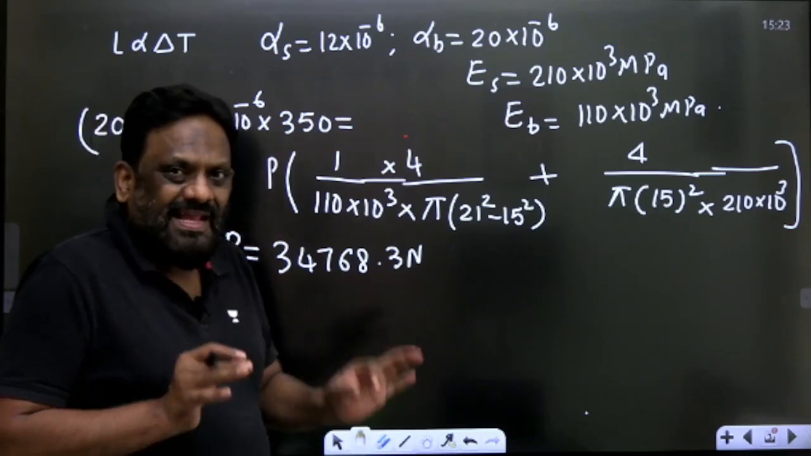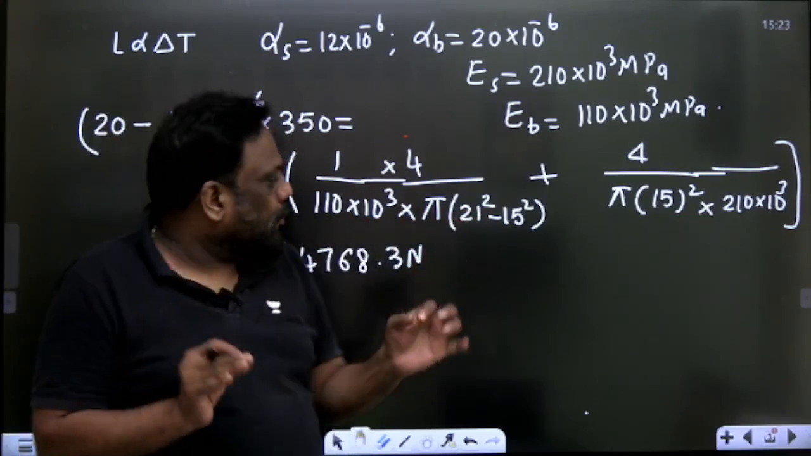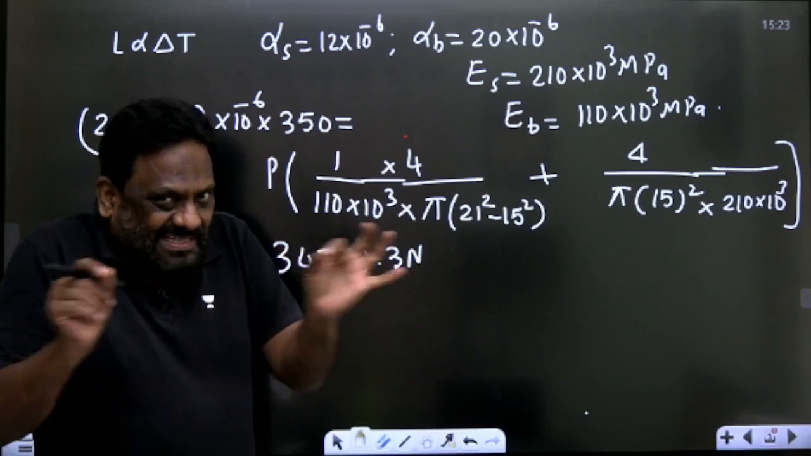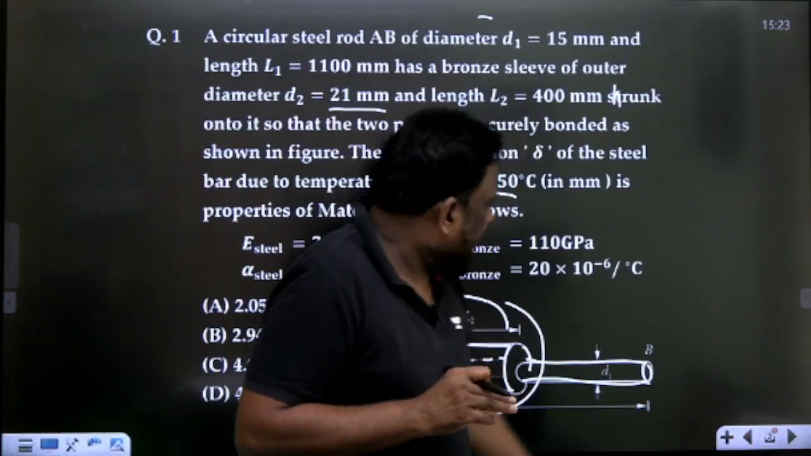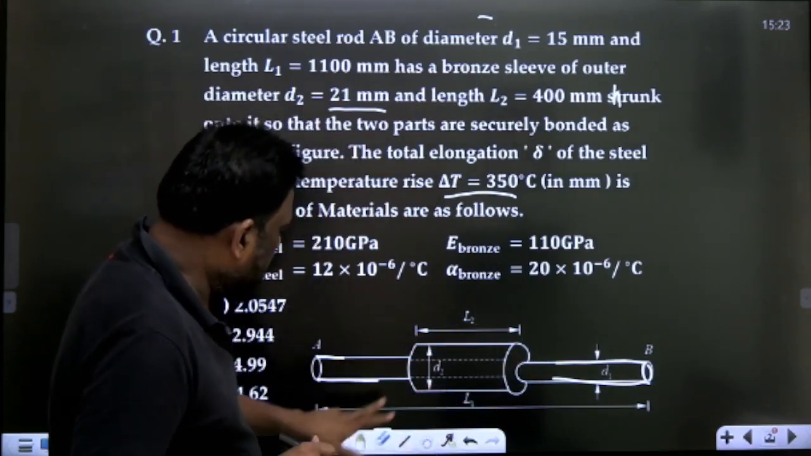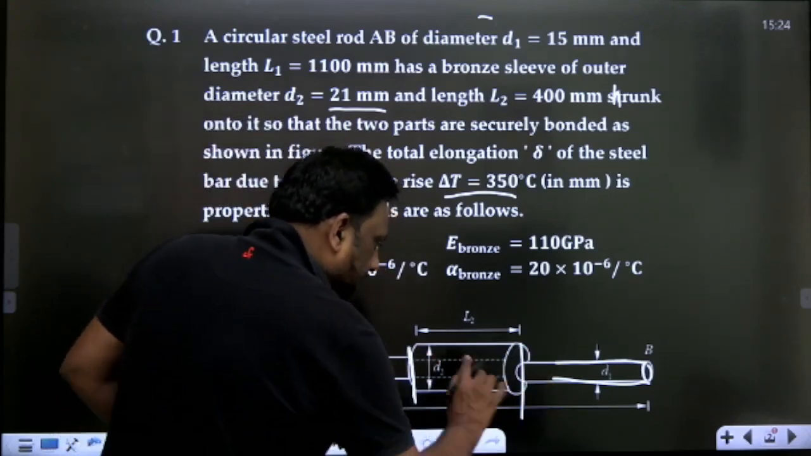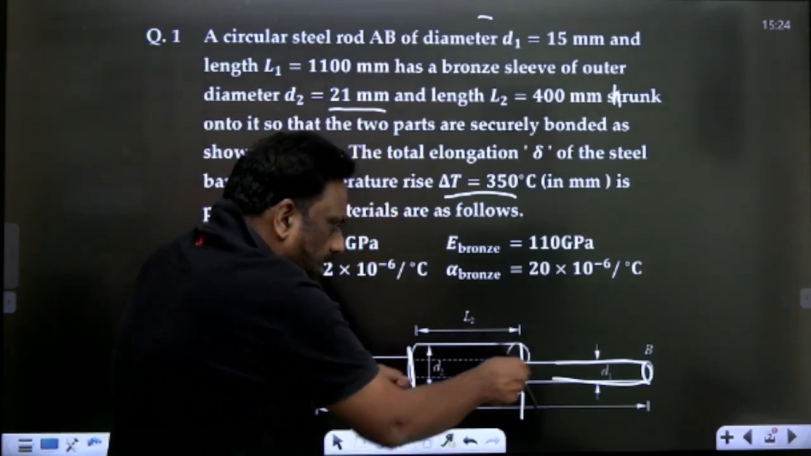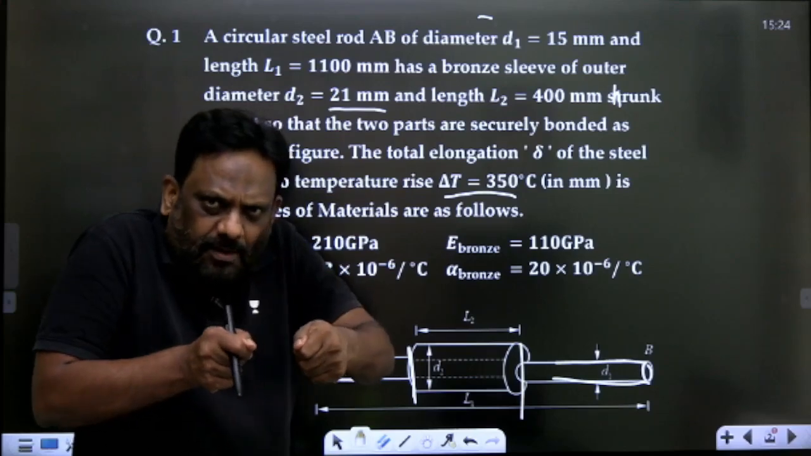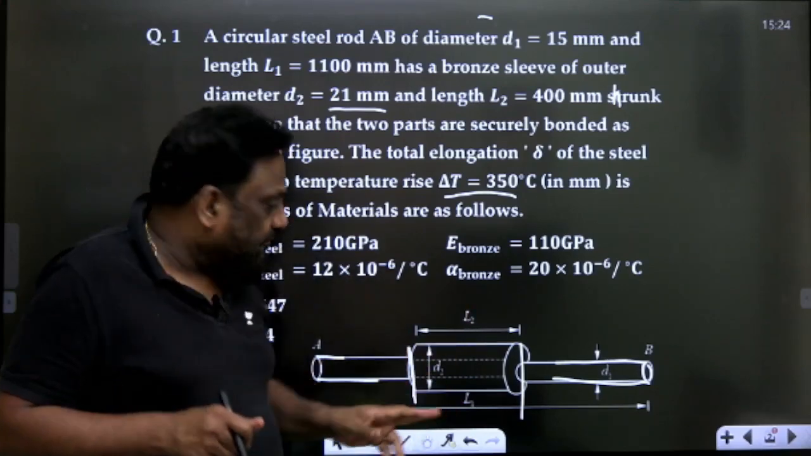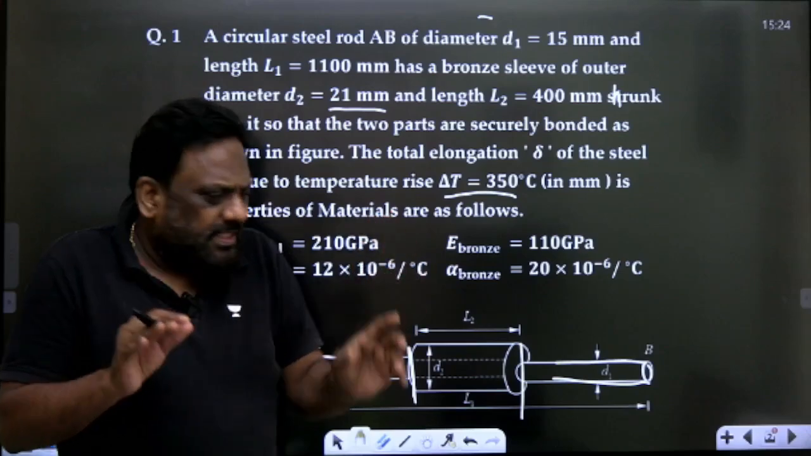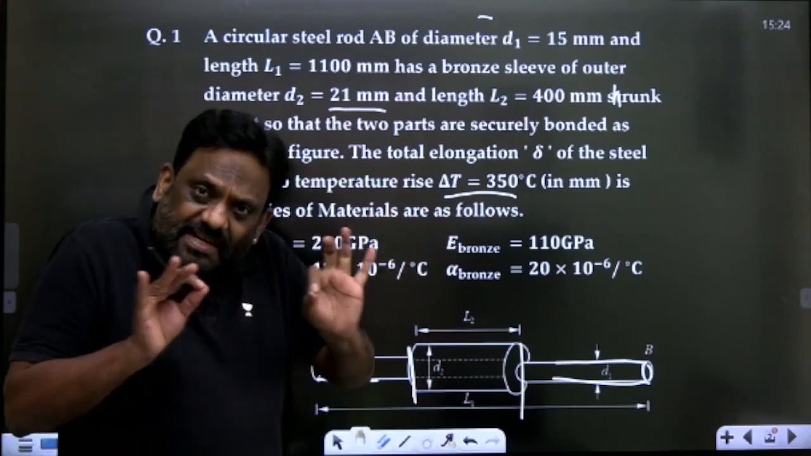My dear friends, in steel there is a tensile load in this 400 mm length. Only this portion of 400 is subjected to tension because of the composite section. Apart from this load P in steel, there is a free expansion also. So there is a tensile load due to this composite section, because of that it is expanding.